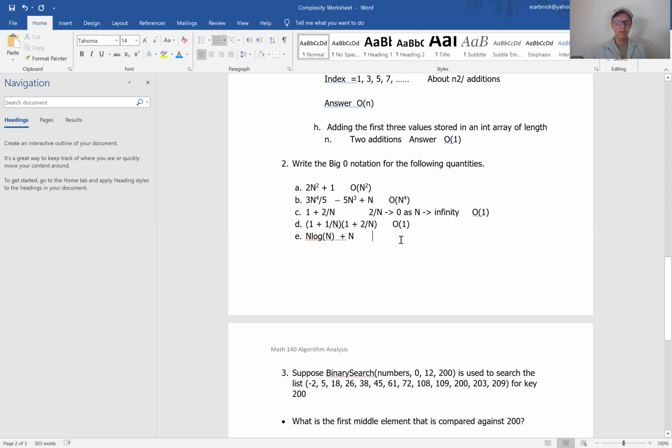Okay, so this last one, n log n plus n. Because we're multiplying n by log of n, it grows faster. That's the dominant term. Let's say it's log base 2. For n equal to 1,000, the first term would be about 10 times n, where the other one would be just n. The log function grows slowly, but it can get as big as you want it to be. So as n gets big, n log n is the dominant term. So it's just order n log n.